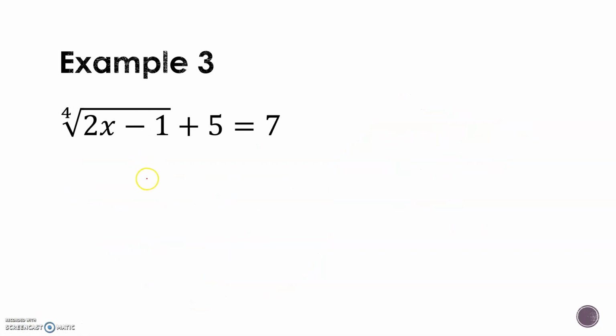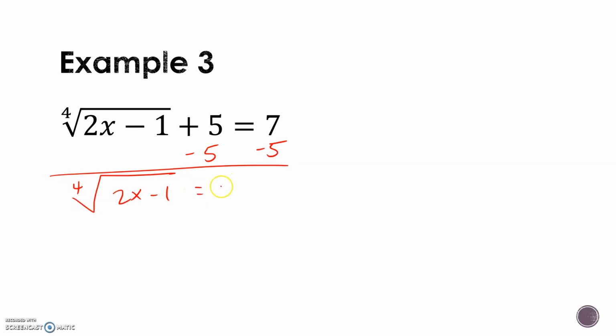Here's another one. Again, feel free to pause the video and try it on your own and check your answer. So right here, we have the fourth root of 2x minus 1 plus 5 is equal to 7. So subtract 5. We'll have the fourth root of 2x minus 1 is equal to 2. To get rid of the fourth root, we're going to raise it to the fourth power.